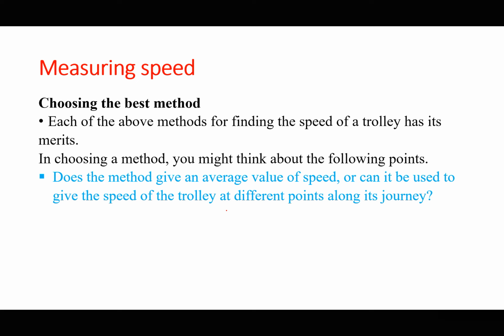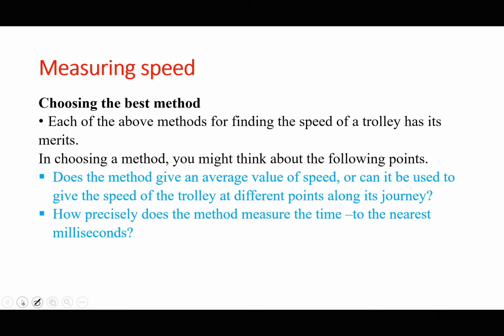But if you want instantaneous speed, you can't use light gates. You can't use a stopwatch. You'll instead choose a ticker tape timer. So, do you want an average speed or do you want instantaneous speed? That is very important. The number two, how precise does the method measure the time, to the nearest millisecond?